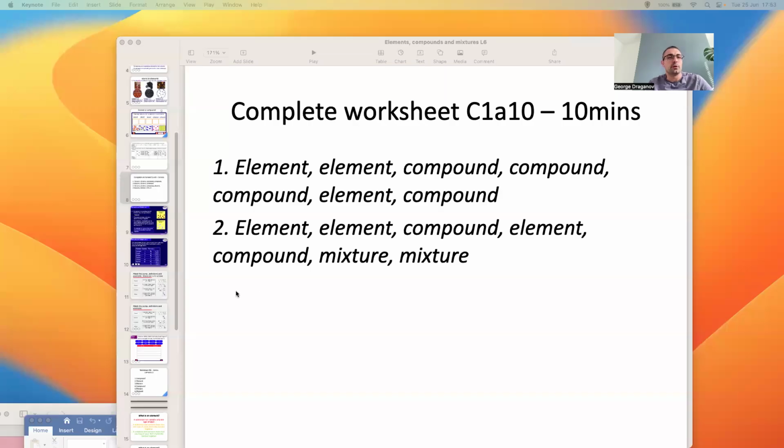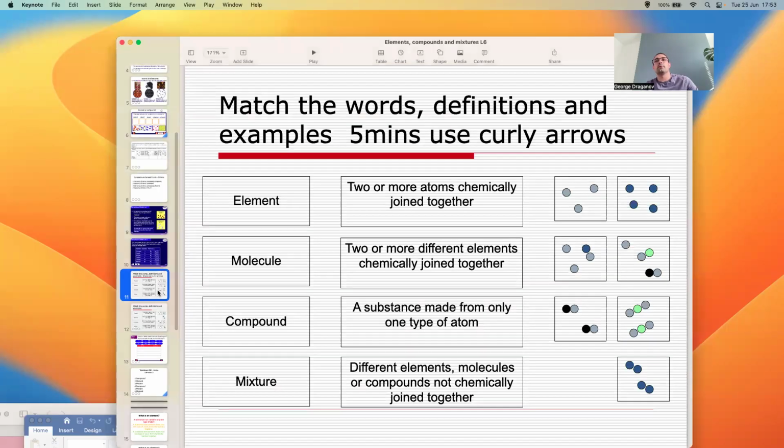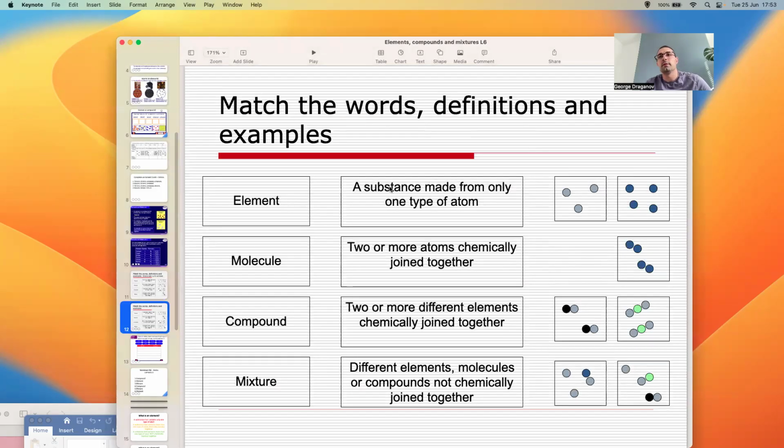That brings everything to a close with one final exercise where you have to join these together. These are the final answers. So element with the definition and the particle diagram. Mixture, molecule: two or more atoms chemically joined together. Compound, this one compound, another compound. Remember, this is a molecule too. These should be touching, by the way. So that brings to a close the elements, compounds, and mixtures topic.